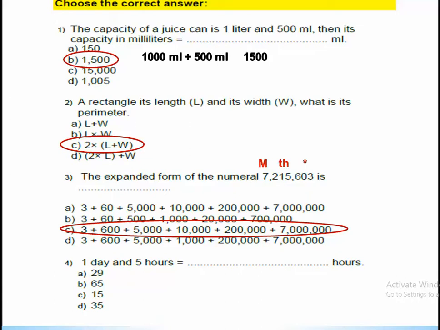1 day and 5 hours equal how many hours? Okay, we know that 1 day equals 24 hours, so we have 24 hours plus 5 hours, it will be 29 hours.